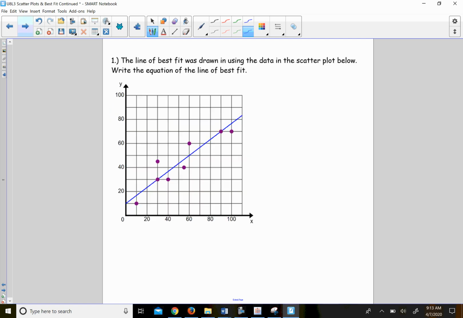So we have 4 examples that we're going to work through today. So remember, you can pause at any time to try something out on your own first. You can also rewind to hear something again or see something again.